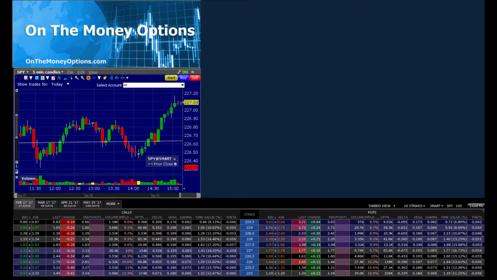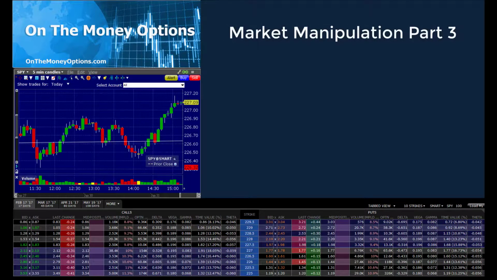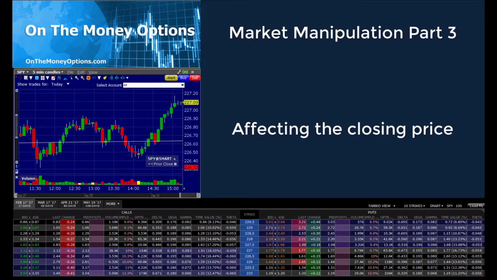So next week we're going to talk a little bit about how the institutional traders can manipulate the close prices a little bit to help them make you see what they want.